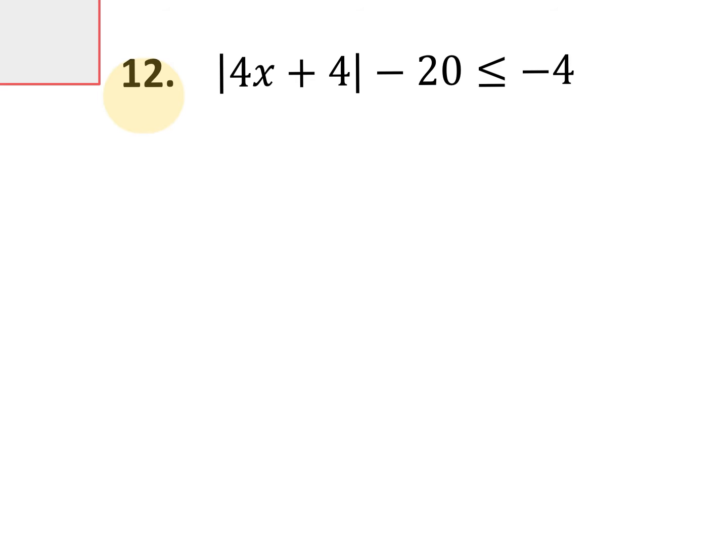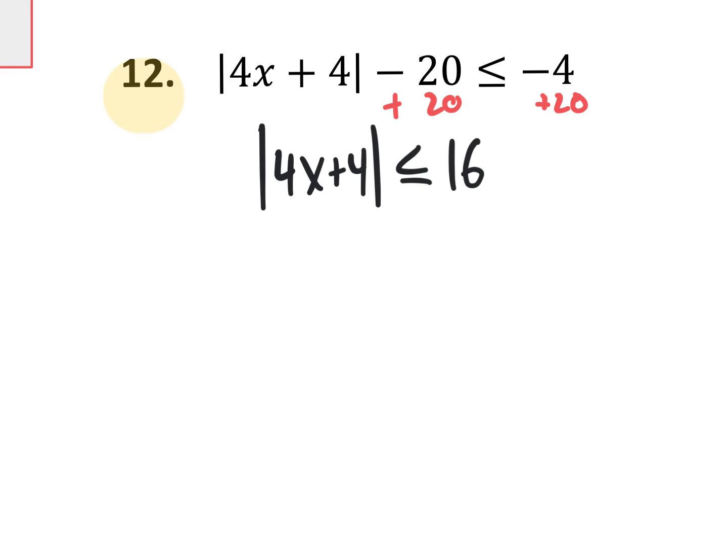So we have an absolute value inequality, and these are very, very fun. Why? Because step 1 is to isolate the absolute value. So I need to get rid of this minus 20 by adding 20. Now that it's isolated, now that the absolute value is all by itself, now I could worry about the positive situation and the negative situation with a squiggly line in between.